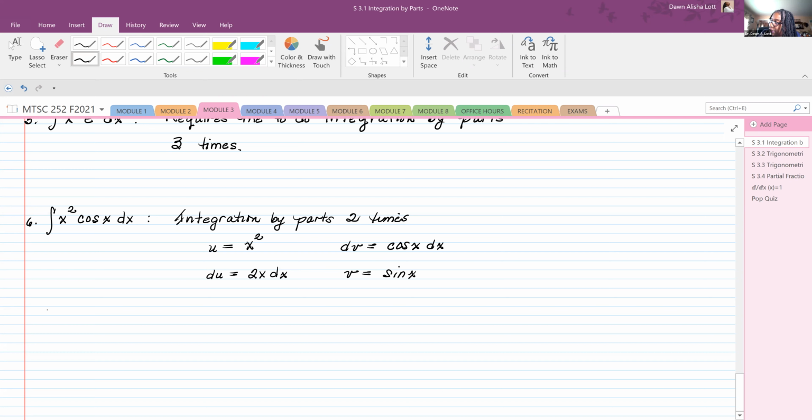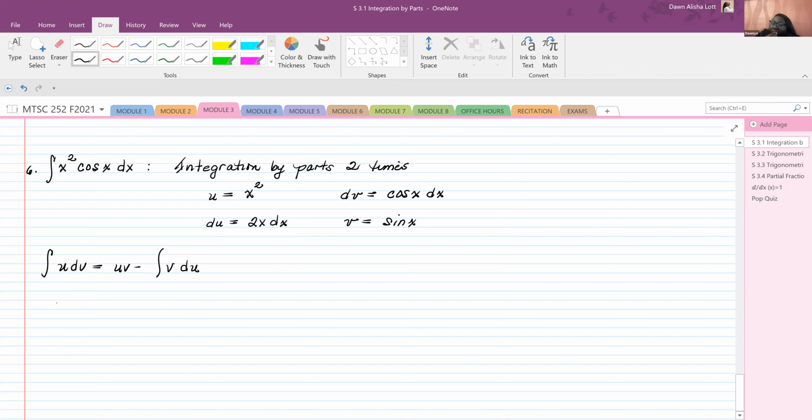All right, so now put it together. The integral of u dv is equal to uv minus the integral of v du. You need to be able to say it just that quick. That's that easy. Let it roll off your tongue. Is it x squared cosine x dx equals x squared sine x minus the integral of sine x times 2x dx? That looks good to me.